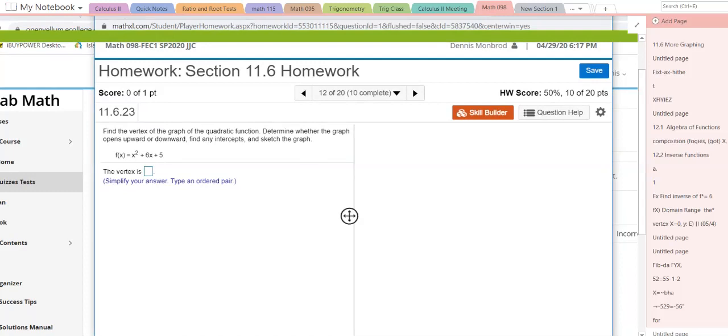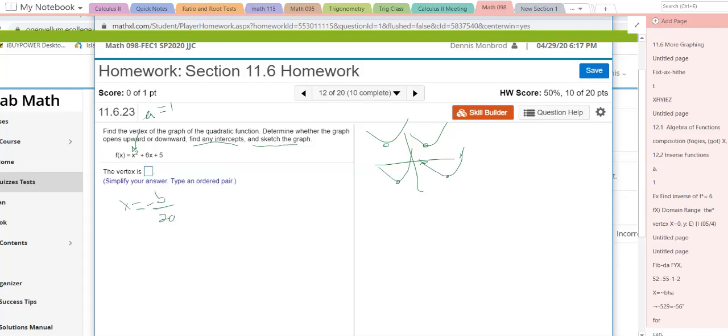We can see it opens up. You can tell it opens up because of this: a equals +1. So if it's positive, it opens up. Okay. We'll see if we can find the intercepts and we'll sketch the graph. But first, let's get that vertex. Because remember, if the vertex is up here or here, it won't have any x-intercepts. We won't even bother trying to find it. But if the vertex is down here, then it's going to have 2 intercepts, and we'll have to find those. So let's find that vertex first.